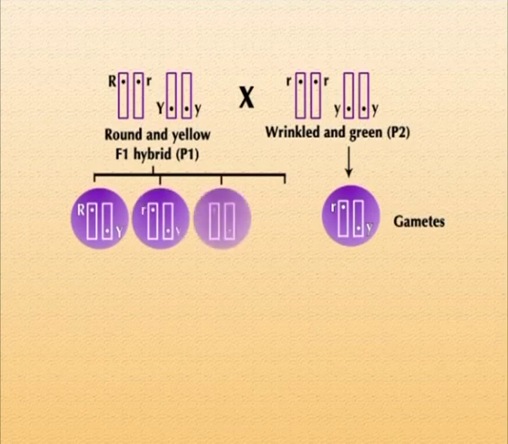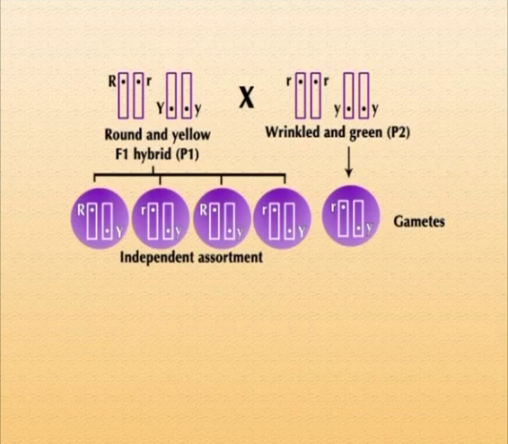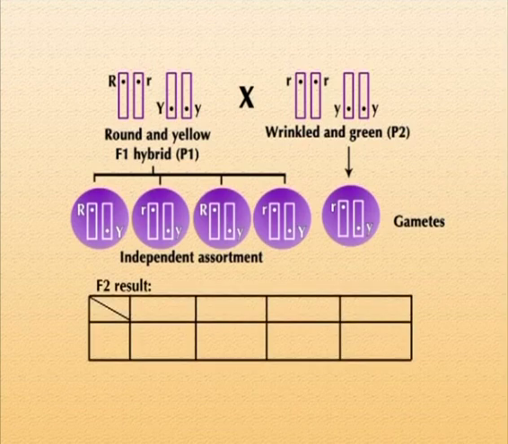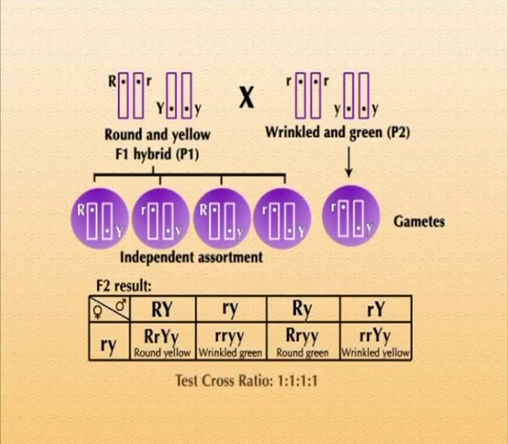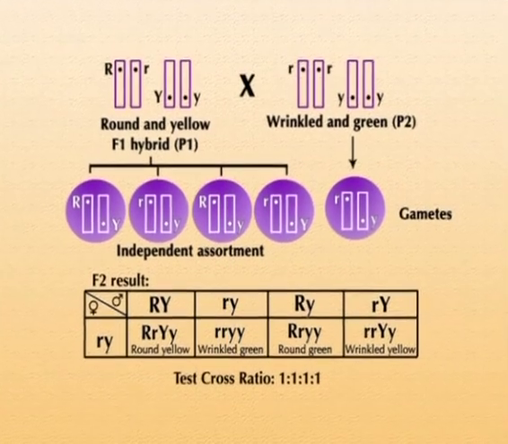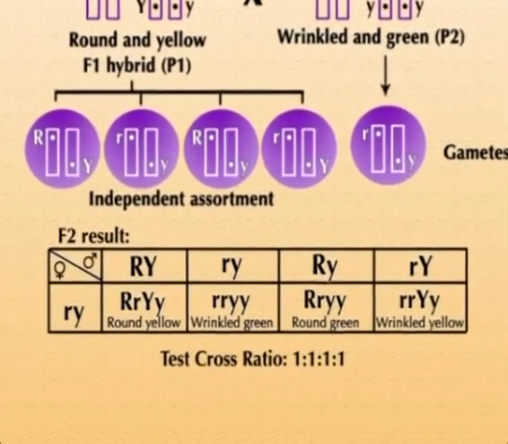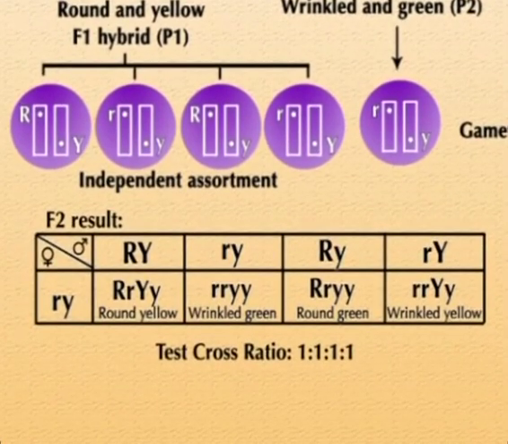These four types of gametes are possible only due to independent assortment of alleles or genes. Then random mating between the male and female gametes will produce a phenotypic ratio of 1:1:1:1. The test cross result is thus round yellow to round green to wrinkled yellow to wrinkled green in the form of a 1:1:1:1 ratio.